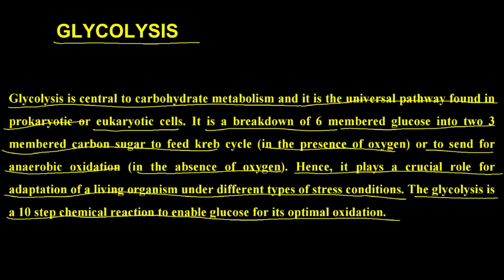Now it goes both ways. Either it can be in the presence of oxygen, or it can be in the absence of oxygen. In that case, the amount of energy produced from these two processes will be different. In the presence of oxygen it is called aerobic, and in the absence of oxygen it is called anaerobic. Hence, it plays a crucial role in the adaptation of a living organism under different types of stress conditions. The glycolysis is a 10 step process.